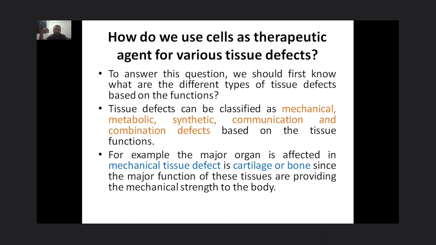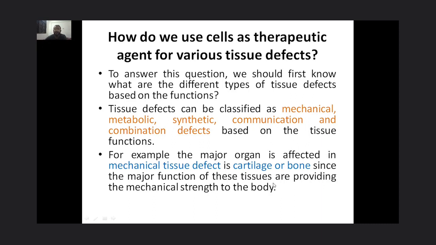Then the same thing goes for synthetic also. Next, communication, that is for the nervous system. Then combination defects will be there based on this particular skin grafts and all. Next, for example, the major organ affected in mechanical tissue defects is a cartilage or a bone.